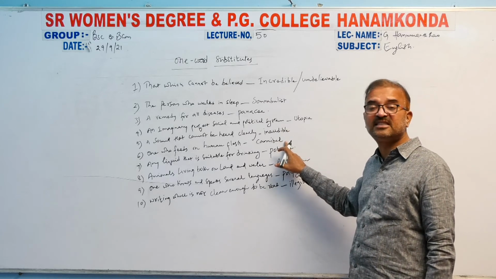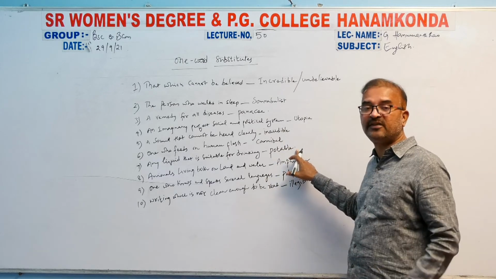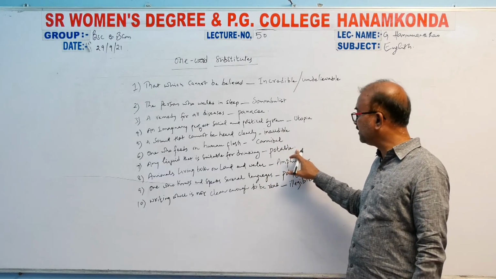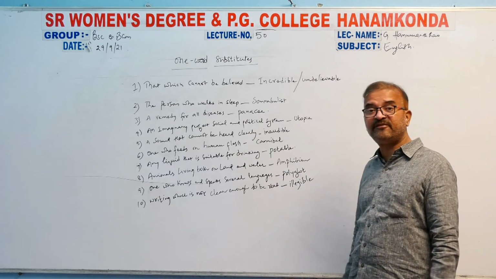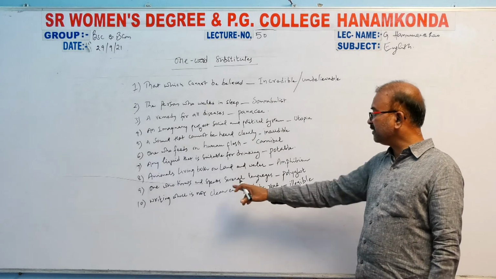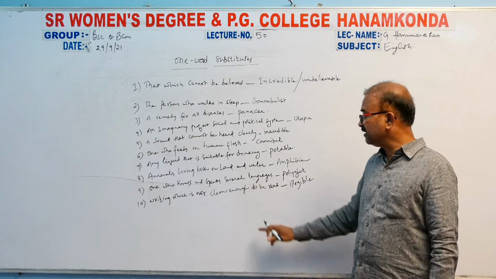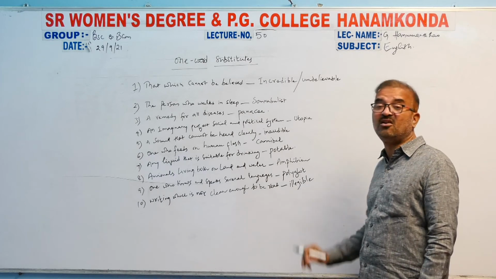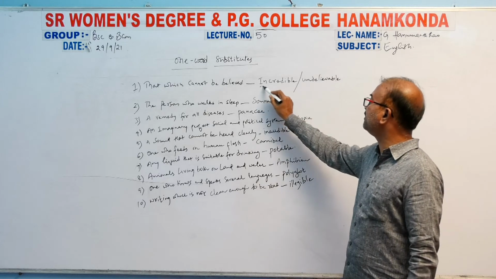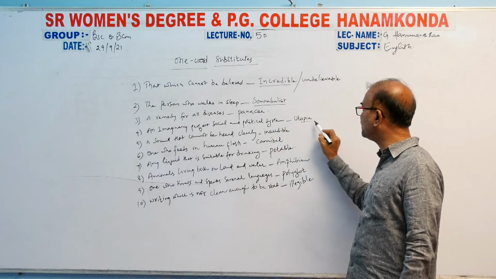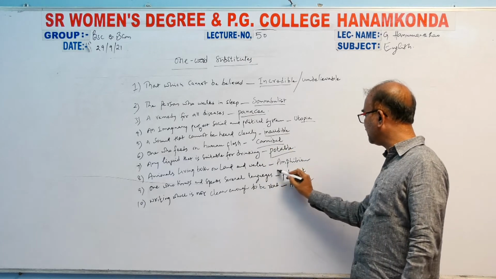Next, one who feeds on human flesh is called a cannibal. Any liquid that is suitable for drinking is called potable. Animals living both on land and water are called amphibians. One who knows and speaks several languages is called a polyglot. Writing which is not clear enough to be read is called illegible. So all these are one word substitutes. You can say all these things in one word.